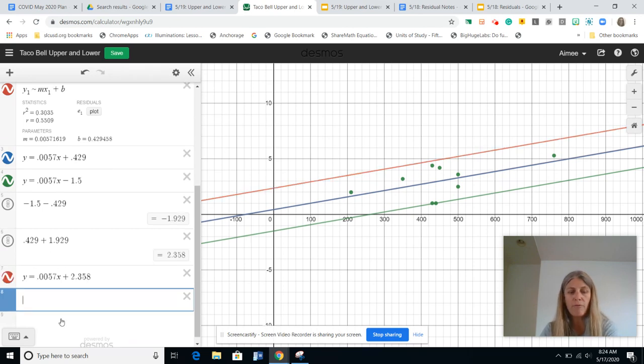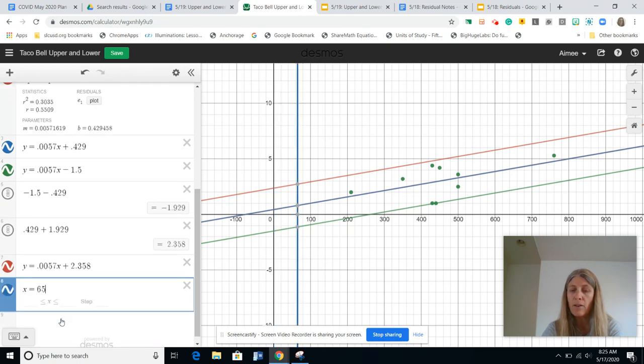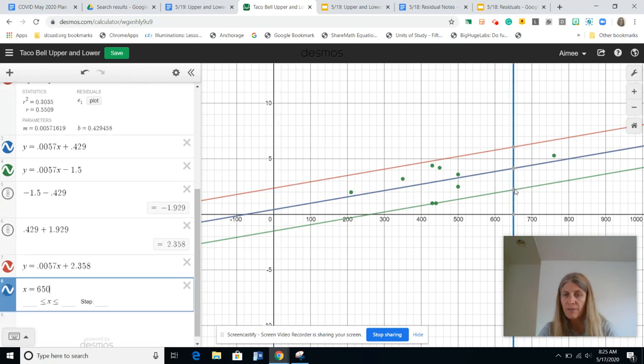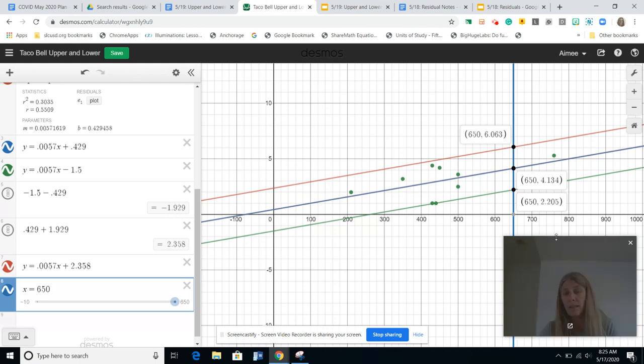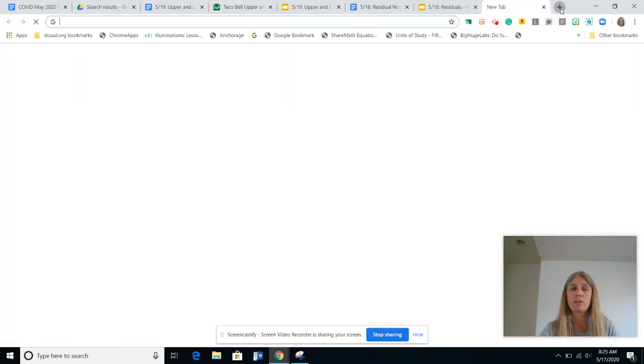So what I'm looking for when my value count is 650, I know that my least squares regression line gives me my $4.13. But with using my range, I can be more accurate and more likely to be correct, which is between $2.21 and $6.06. So that is my prediction, that the cost of my quesarito will be between $2.21 and $6.06.